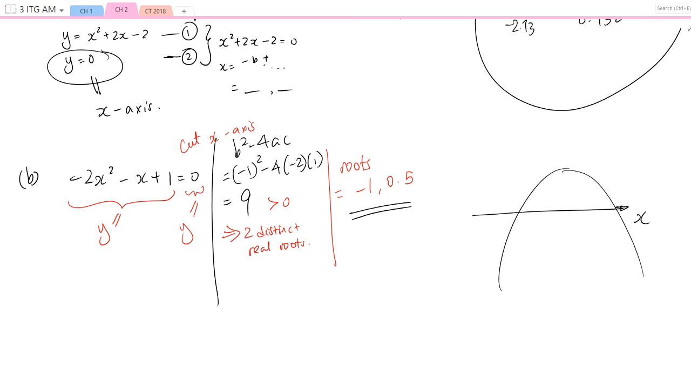Okay. Now, these two values, what do you think they are? Where they cut my x-axis. They are the x-intercepts. What is the value on the left? Negative 1. The one on the right?